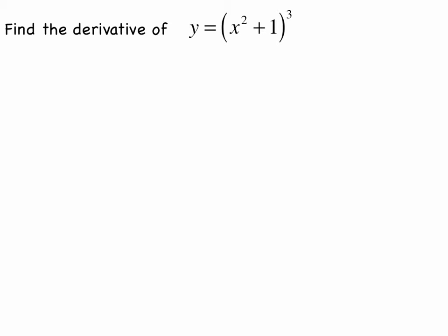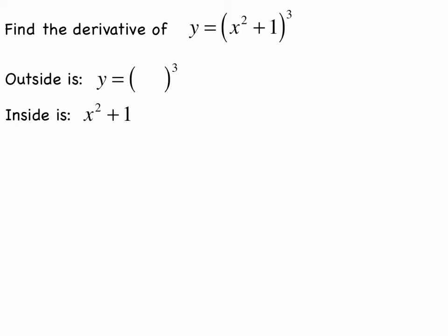Let's try the first example. Find the derivative of y equals the quantity x squared plus 1 raised to the third power. So first we have to identify what is the outside function. The outside function is just this thing raised to the third power, the x squared plus 1 raised to the third power. And the inside function is whatever is inside the parentheses in this case, which is x squared plus 1.